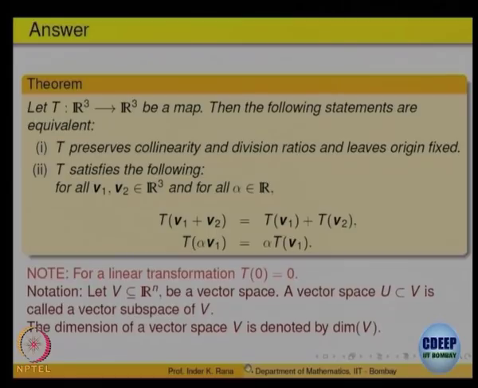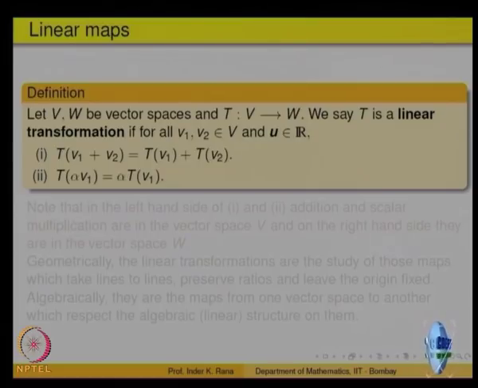We will use this notation, and if V is contained in Rn is a vector space, we have defined the notion of a vector space, and U is inside V, which is also a vector space, then we will say U is a subspace of V, right. A subset also a vector space, we will call it as a subspace, and the dimension of a vector space we will write as dim(V), that will denote the dimension of the vector space. These are just notations, so that we do not have to write everything again and again. So, here is a formal definition of a linear transformation.